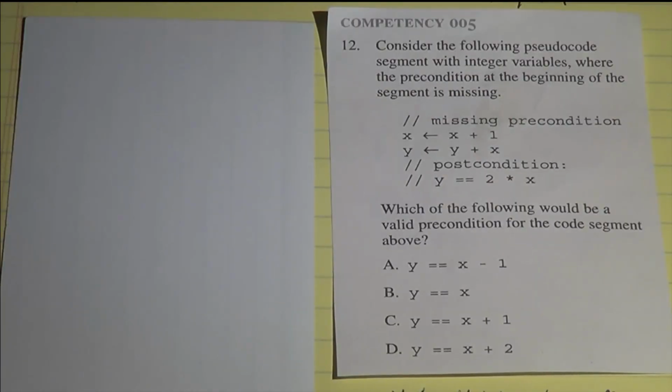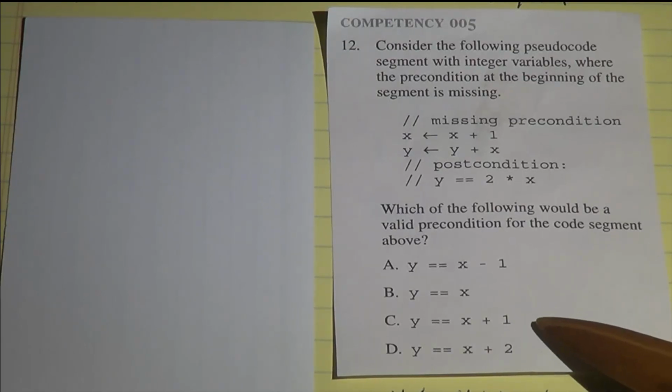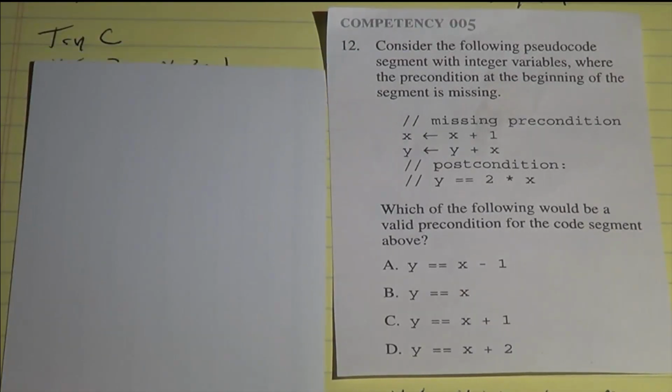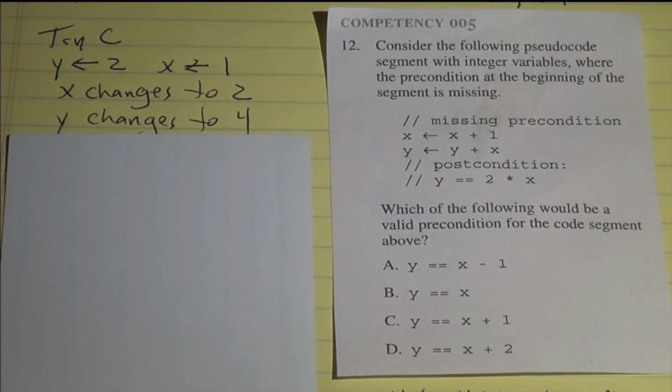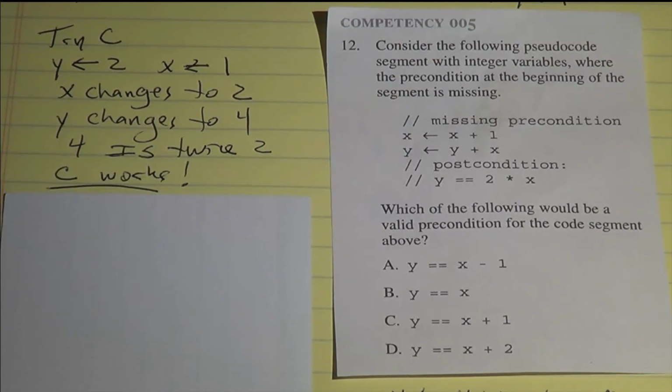So all that's left is C. C must be the right answer. Let's see why. We want a precondition to where x added to 1 makes y. So we'll try y is 2 and x is 1. That means x changes to 2. Y changes to 4. 4 is indeed twice 2. Therefore, C is the correct answer.